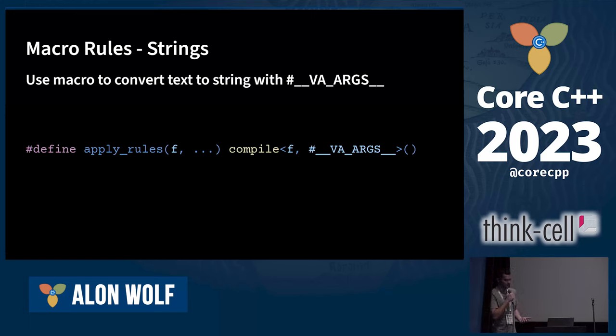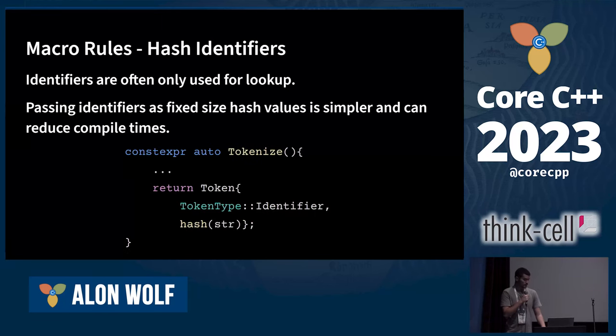If you've seen the previous slides, there were no string literals. This is because the library uses a macro to convert the text into a string literal. It abstracts the use of the literals and can help when using syntax highlighting tools. Another thing this library does is that it hashes all the identifiers. It can be a lot simpler to pass around a fixed size hash than a variable size string, and it can also improve compile times.